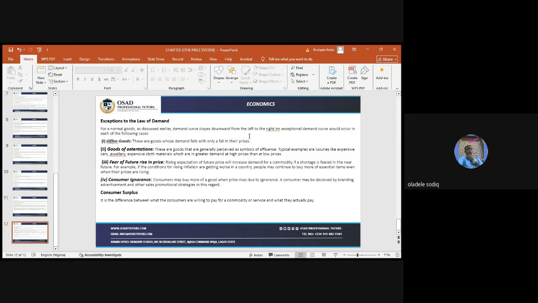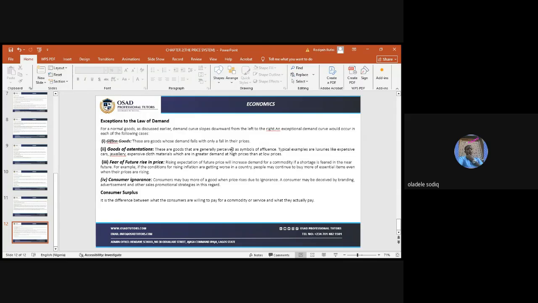Giving goods are goods whose demands fall with only a fall in their prices. Examples of that are people that buy yam. So if the price of yam goes down, people will decide to buy. Are you getting it now? That is an example of giving goods. So if we only see people buying yam, maybe when the prices are reducing. Then the next one is goods of ostentation.